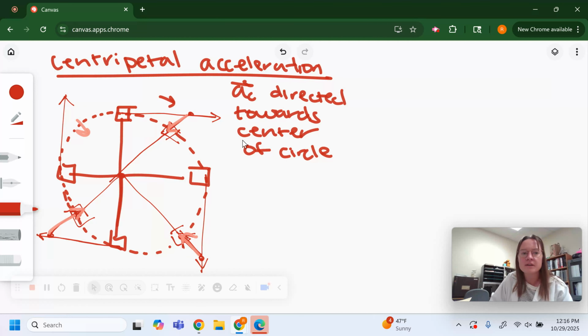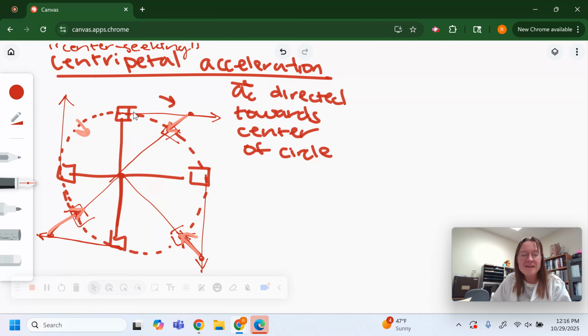The centripetal acceleration is always directed towards the center of the circle, which is why we call it centripetal acceleration, because centripetal means center seeking. That centripetal acceleration is always trying to pull it back towards the center of the circle. So the direction of the centripetal acceleration is always towards the center of the circle.